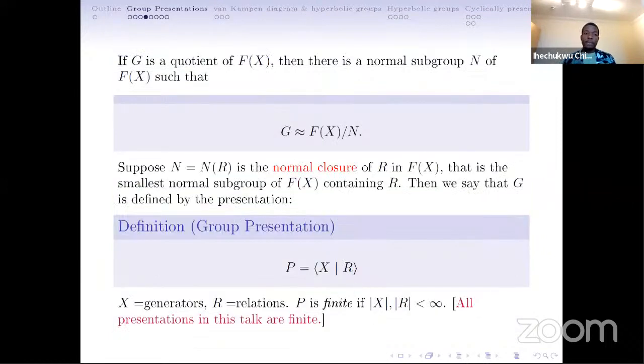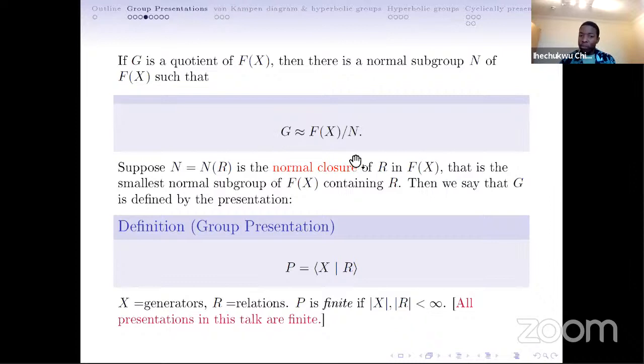Okay, so if you have a group G, which is a quotient of a free group on X, this means that there is a normal subgroup N of your free group, such that when you quotient the free group by N, you have your group G. So what this means is that in your free group, you are killing every element in N to get G.